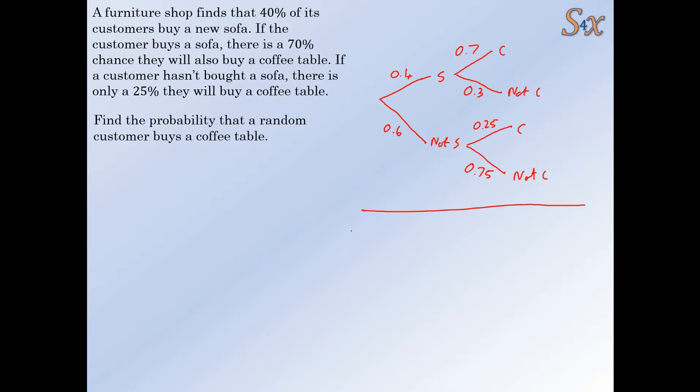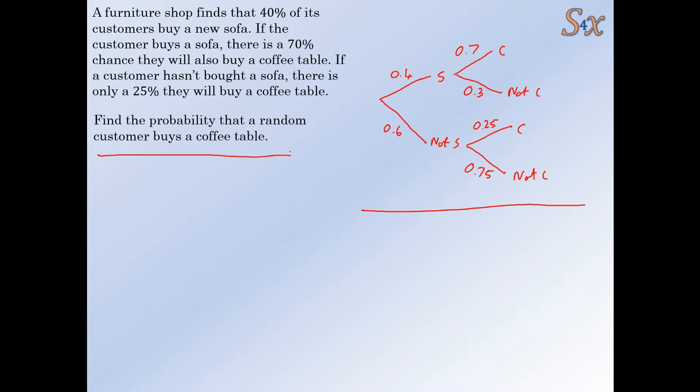Not too bad, that one, but you can see these are not independent events, are they? They're not independent because whether or not they buy a coffee table depends on if they bought a sofa, which kind of makes sense, doesn't it? If you're buying a sofa, maybe you're redoing your whole living room, so you're buying a coffee table as well. You're more likely to buy one than if you didn't buy a sofa. So it kind of makes a little bit of sense.